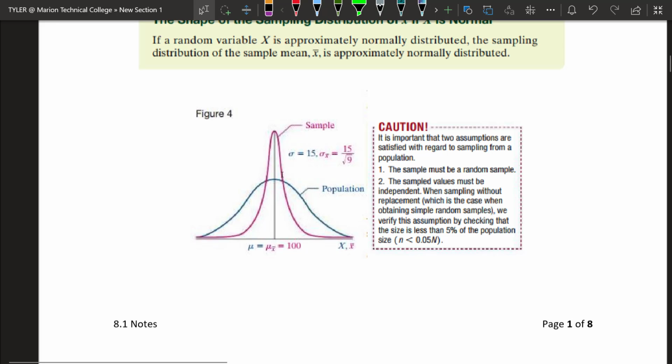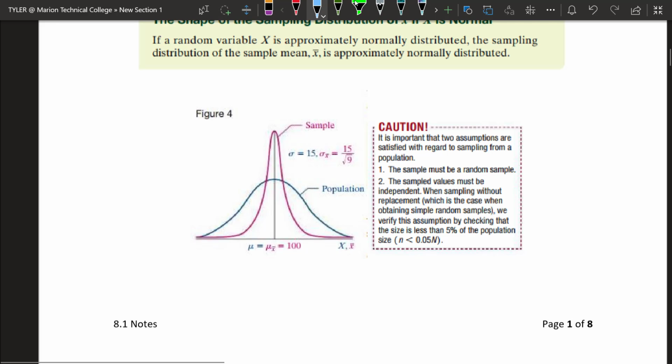Notice that they're centered about the same spot, so that means their means are equal, like we said. And if you take a look at their standard deviations over here, notice that the standard deviation of the population is 15, and the standard deviation of x bar is 15 divided by square root of 9, and that's going to cause that to be smaller. Square root of 9 is equal to 3.